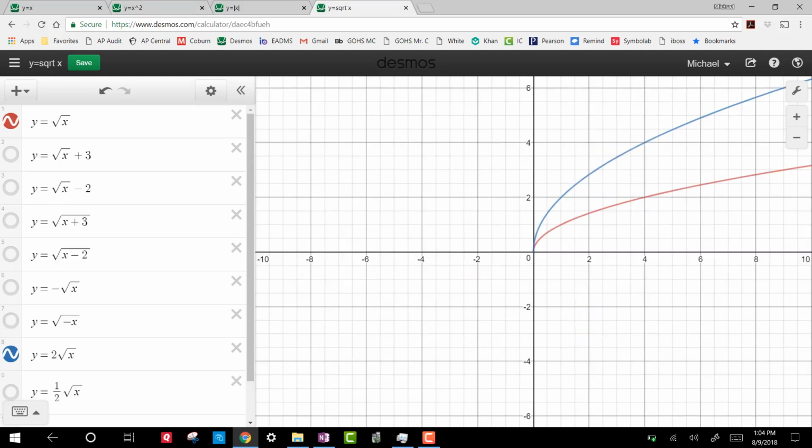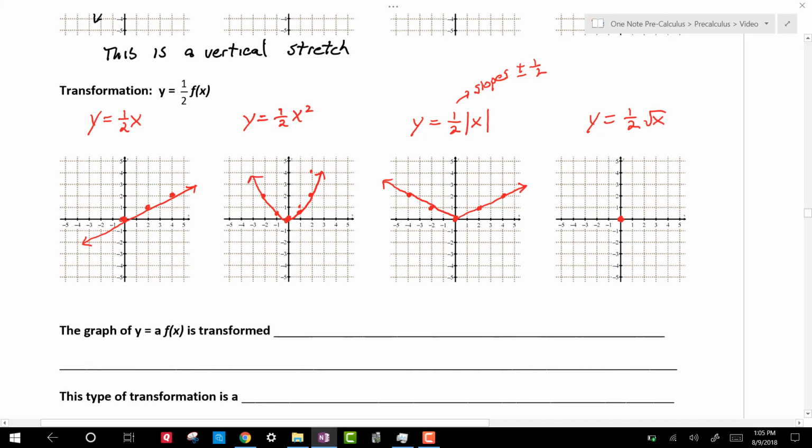All right? Same thing with the square root function. I'm going to leave them both up there this time. Look at the square root function. It took all of your y values. You had a point at 1, 1. Now that point's at 1, 1/2. You had a point at 4, 2. Now we have a point at 4, 1. Okay? So this is taking the y values and multiplying them by a half. So my square root function now looks like this. It's halfway to what it used to be.